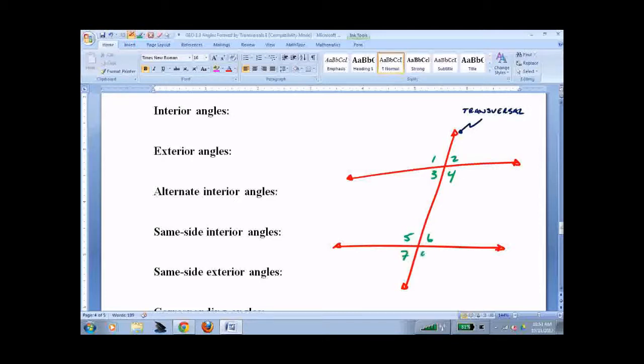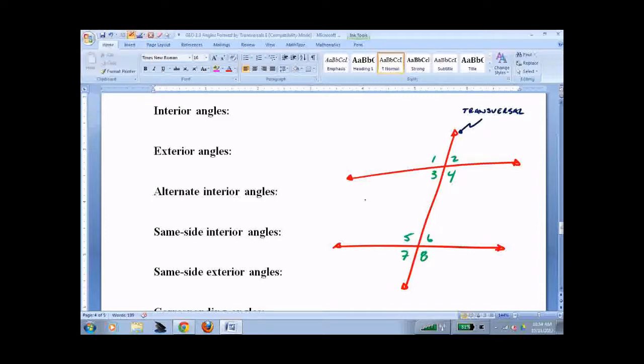These numbers indicate the angles. This is that angle there. This is that angle there for 4. So on and so on and so on. So we got some things we like to label.